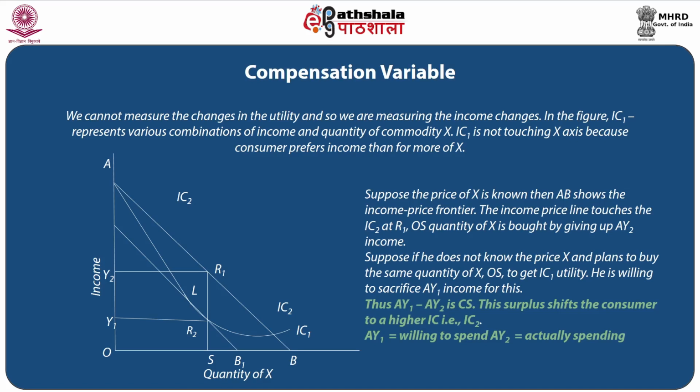In the figure, IC1 represents various combinations of income and quantity of commodity X. IC1 is not touching the x axis because the consumer prefers income to more of X. Suppose the price of X is known, then AB shows the income price frontier. The income price line touches IC2 at R1. OS quantity of X is bought by giving up AY2 income by the consumer. This is the figure showing the Hicks approach to measuring consumer surplus.